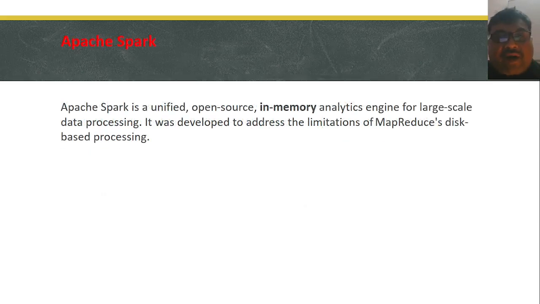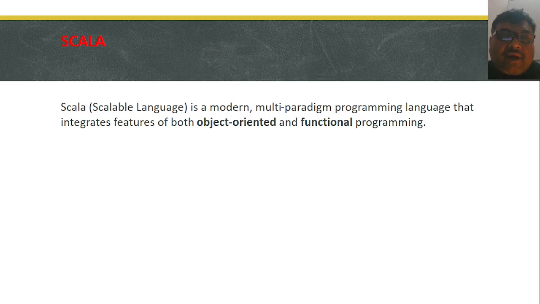Then Apache Spark is a unified open source in-memory analytics engine for large scale data processing and analytics, and we use Apache Spark because it was developed to address the limitations of MapReduce. MapReduce was developed first, and after that Apache Spark came into the picture. Scala is a scalable language used for object-oriented and functional programming. This we will study in this Unit 4.